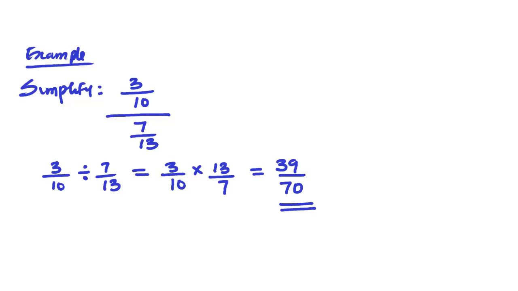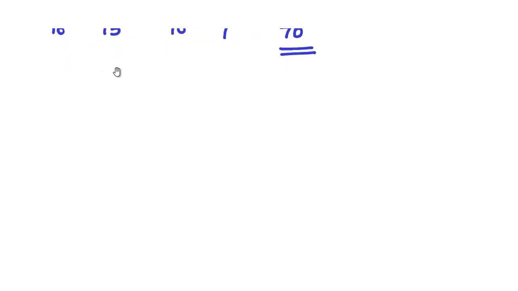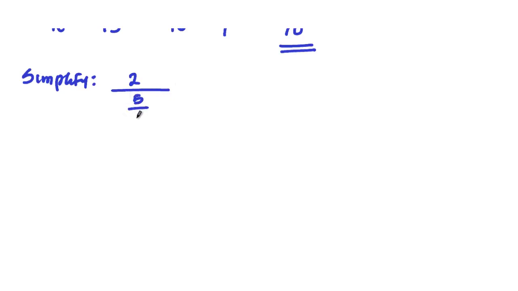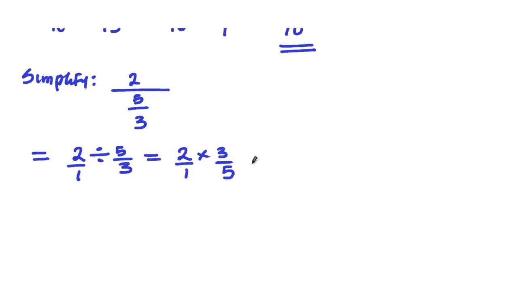So if we have something like this again, this one says simplify 2 over 5 divided by 3. This one is the same thing as saying 2 divided by 5 over 3. This is 2 over 1 automatically. Then this will return 2 over 1 times 3 over 5. And that will give us 2 times 3, that is 6, divided by 1 times 5, that is 5.